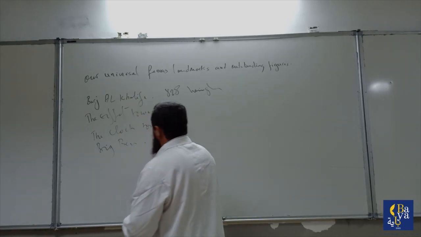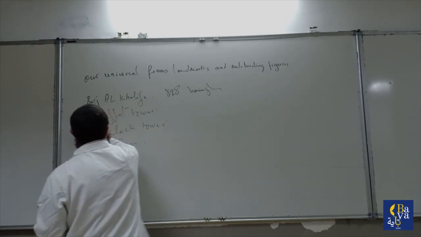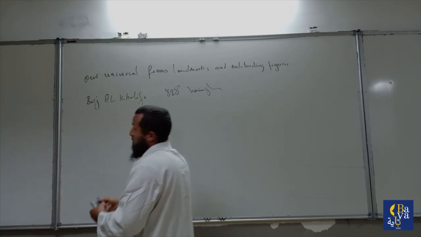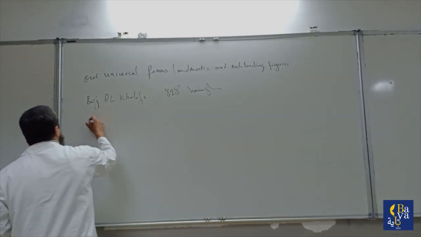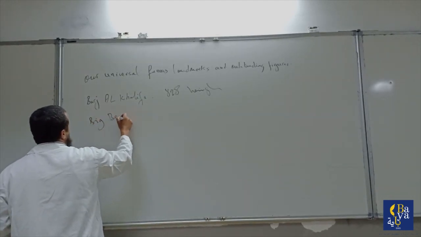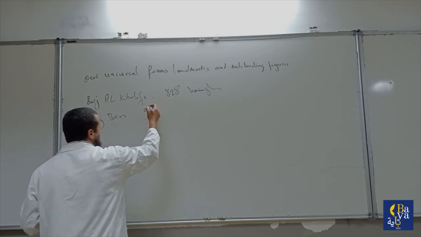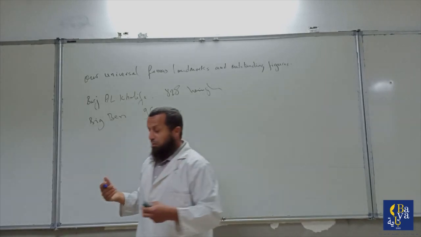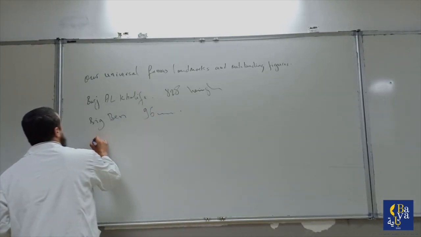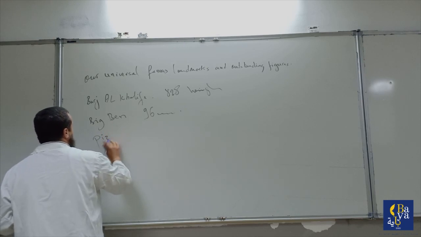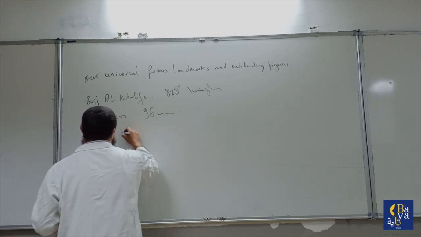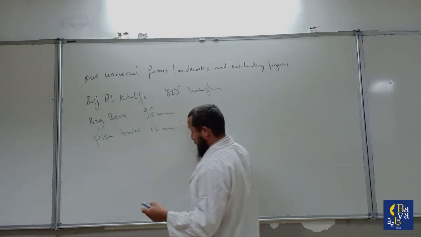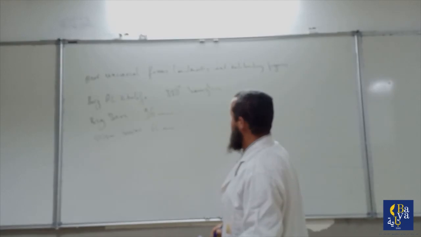Here I have given you the height of Burj Khalifa. I will give you the height of Big Ben, which is about 96 meters. I can give you the Pisa Leaning Tower, which is about 60 meters. Of course, we are talking about the height.